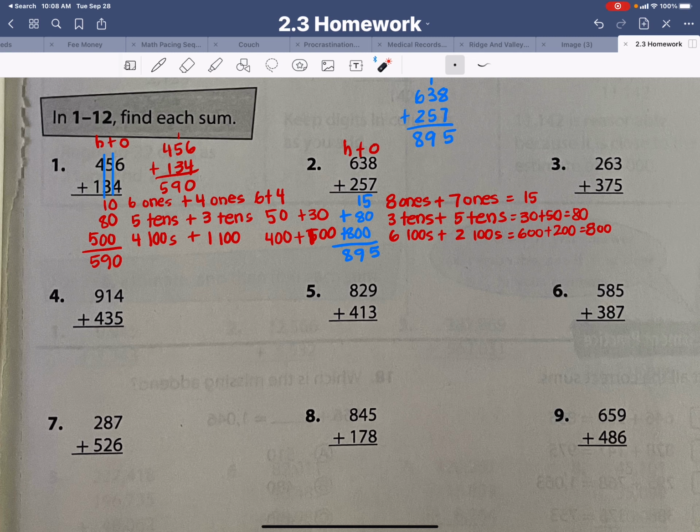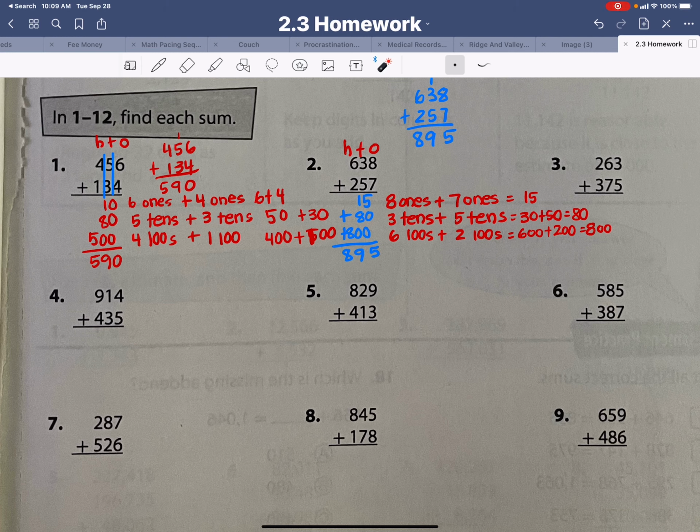30 plus 50 is 80, so I write 80 right here. The next thing I look at is my hundreds, okay? 6 100s plus 2 100s. So I write that here. 6 100s, I wrote it here. 2 100s, I write it here. 6 plus 2 equals 8, or 600 plus 200 equals 800. So I write 800 here.